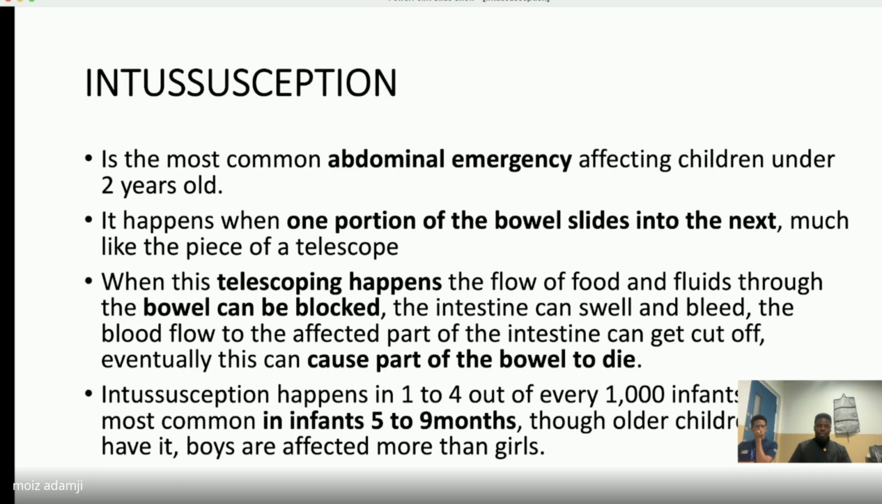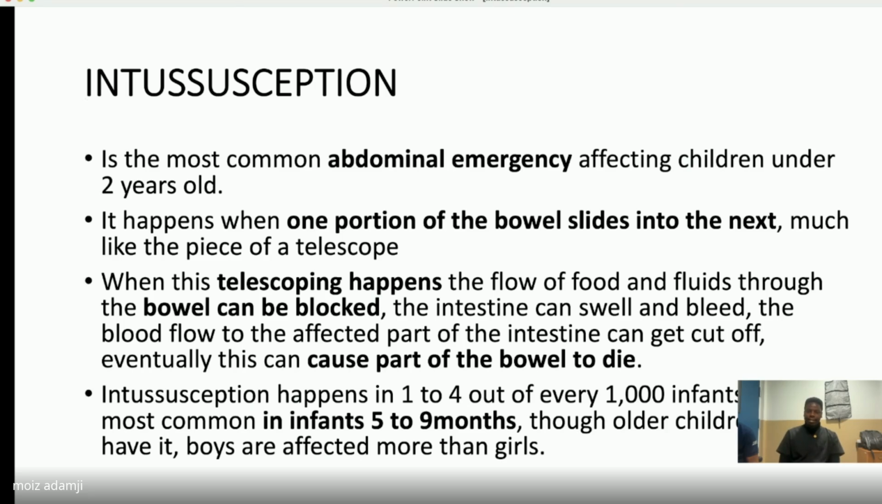So when this telescoping happens, the flow of fluid and food through the bowel can be broken, and swelling and bleeding may occur, and the blood supply may be affected. So there may be poor perfusion to the bowel, and eventually the bowel may go to ischemia.